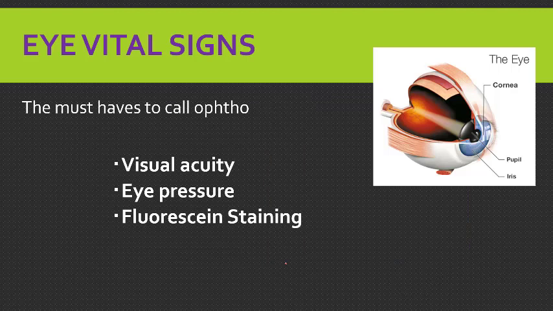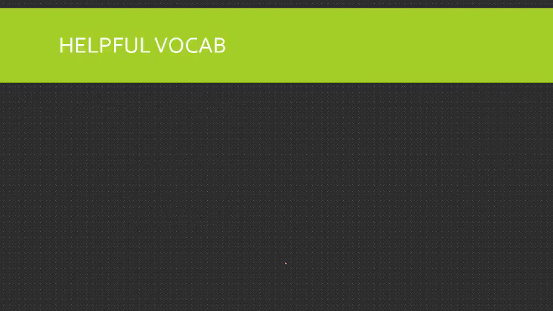I also need to make sure that we mention the eye vital signs. In the same way that you wouldn't call the ER and ask for advice without the patient's vitals, you should never call the eye doctor without considering what the eye vital signs are. And there are three of them, and we're going to go through all three of them and how to assess them in this lecture. But the answers here are visual acuity, eye pressure, and fluorescein staining. And again, we're going to talk about that.